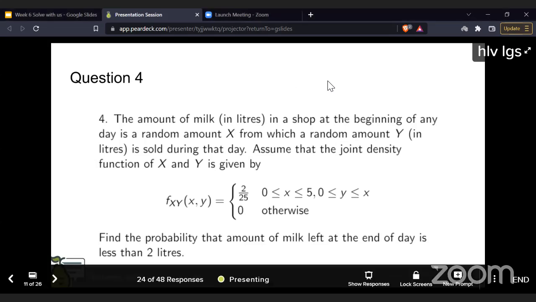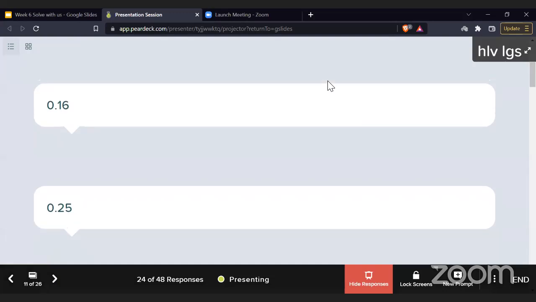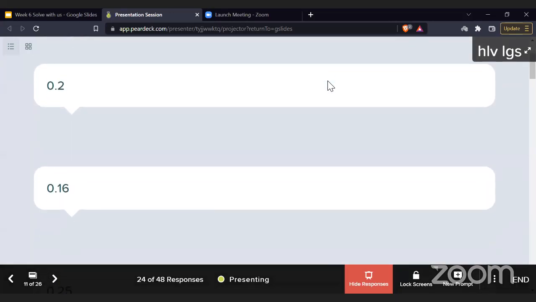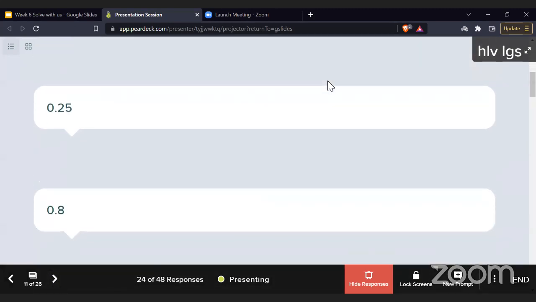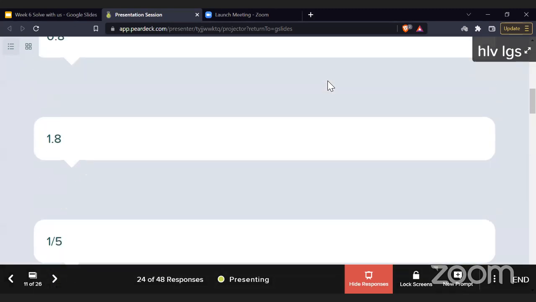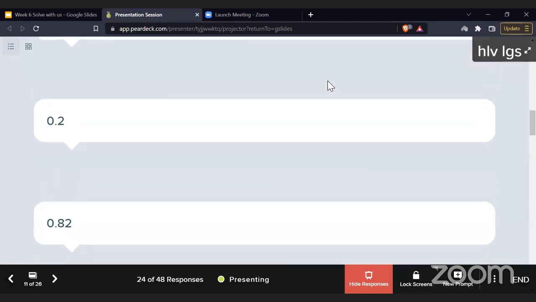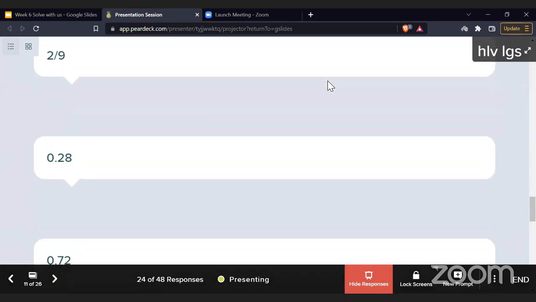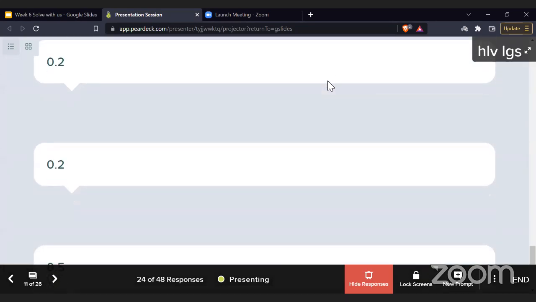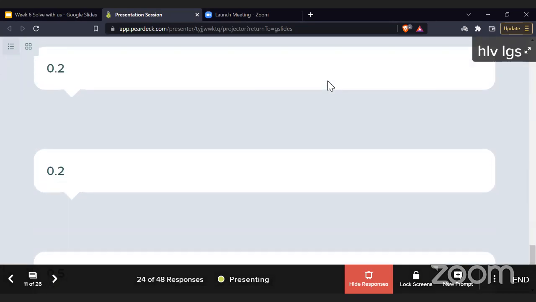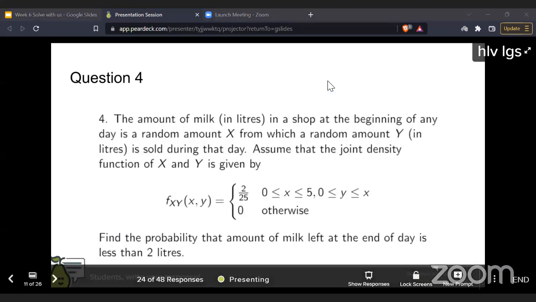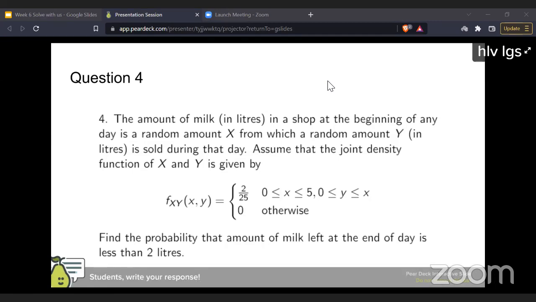The responses, we have a lot of different answers. 1.16. Okay. 0.6, 0.2, 0.16, 0.25, 0.8, 1.8, 0.2 again, 0.2, 0.82, 1.4. So a lot of varieties of answers. Cannot decide from here. Okay. Yeah, exactly. How can someone get probability 1.8?